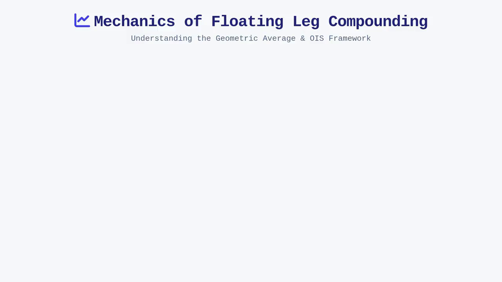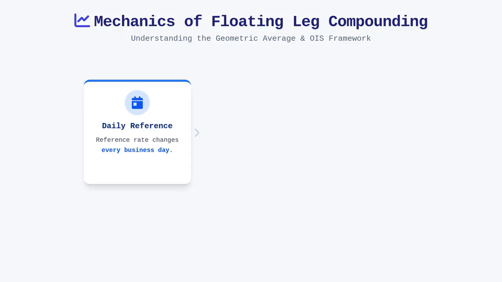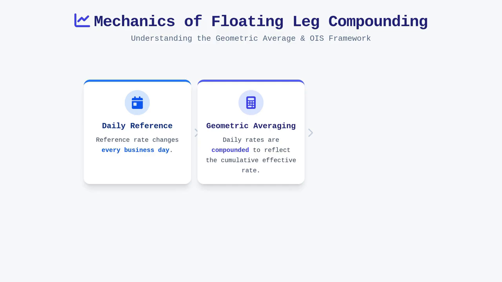To understand the mechanics, we must look at how the floating leg accrues interest through daily compounding. Because the reference rate changes every business day, the swap pays a geometric average of these rates over the accrual period. Specifically, the daily interest rate is applied to the principal and then compounded, ensuring that the total payment reflects the cumulative effective rate for the entire tenor. This mathematical approach is designed to produce an internal rate of return that mirrors the actual overnight cost of funds.